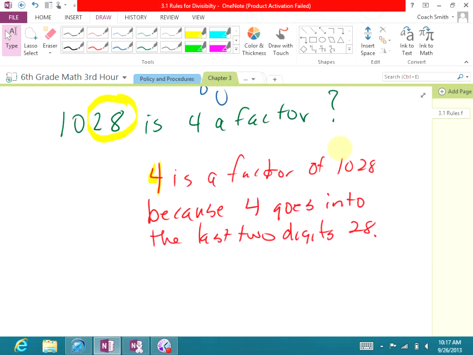So if you want to look at it another way, okay, basically 4 will go into any number that ends in 00, 04, 08, 12, 16, 20, 24, 28, 32, 36, 40, 44, 48, 52, 56, 60, 64, 68, 72, 76, 80, 84, 88, 92, 96. If it ends in any of those numbers, the last two digits or any of those numbers, then 4 will go into it. Okay? All I did there was count by 4s. I gave you the multiples of 4 up to 100.